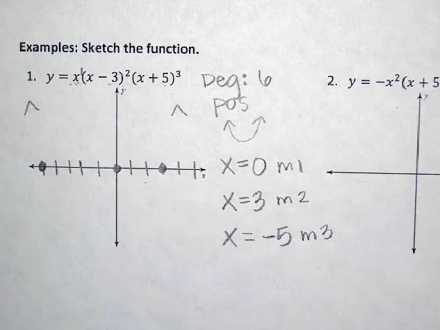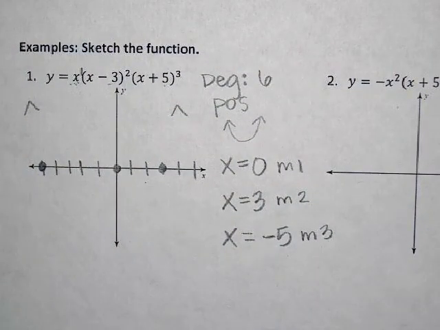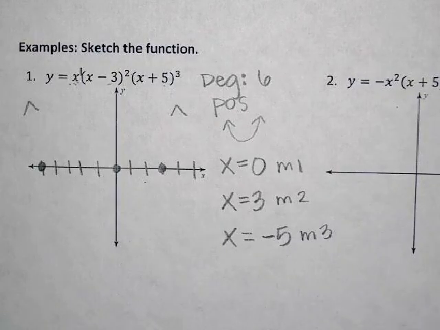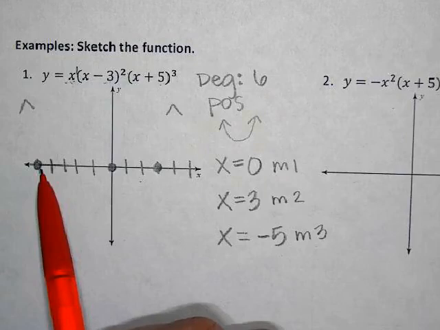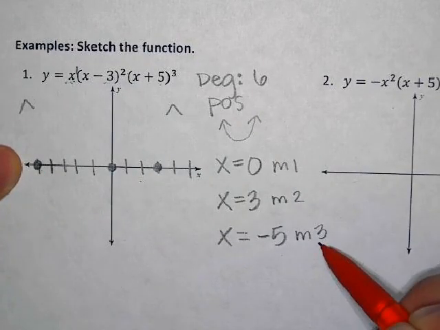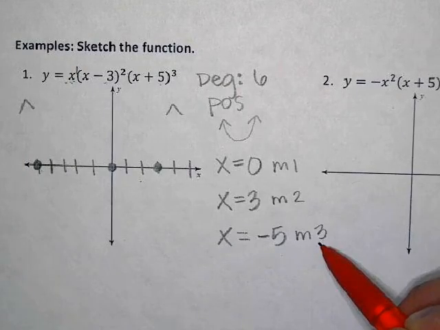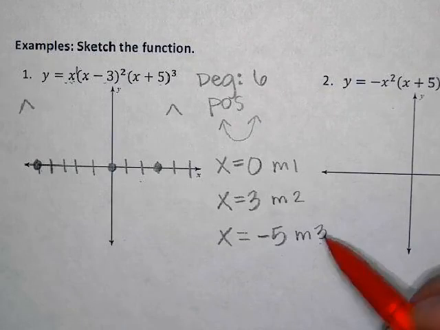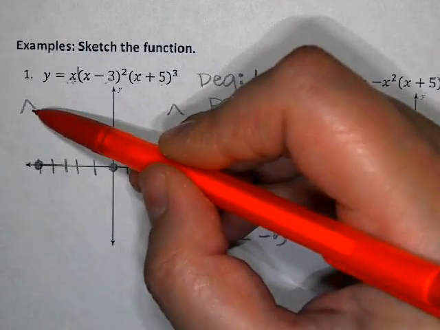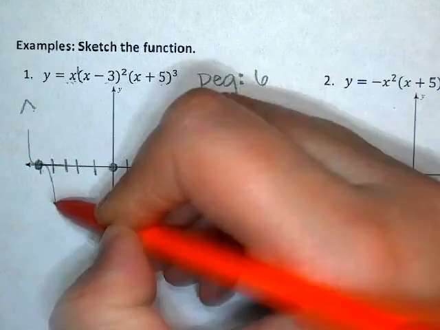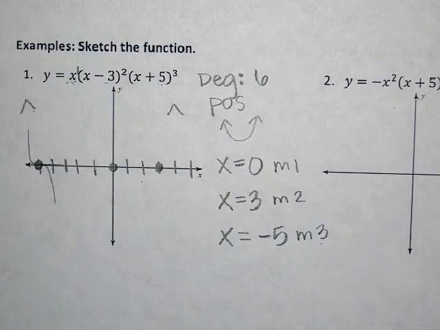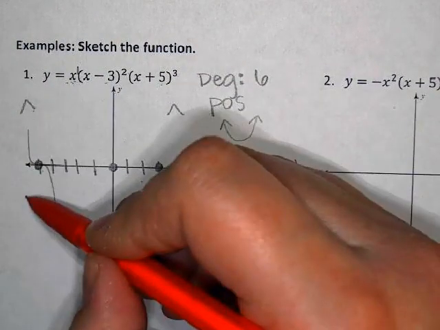Okay, so for my first x-intercept, my first x-intercept is at -5. -5 has a multiplicity of 3. So what I have to do is look at my options for a multiplicity of 3, and I have to picture the one that makes the most sense. So I have two options. From the arrow, I can go down, level off, go down. That's one option. Or from the arrow, I can go up, level off, go up.